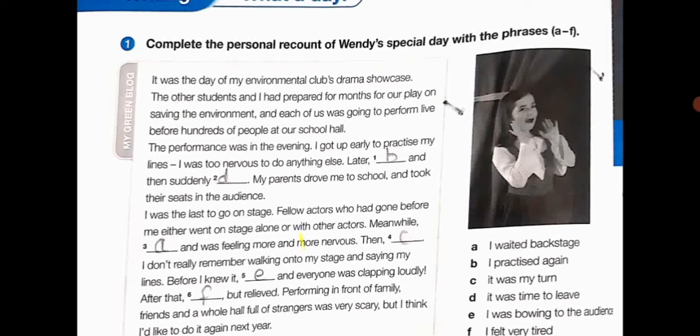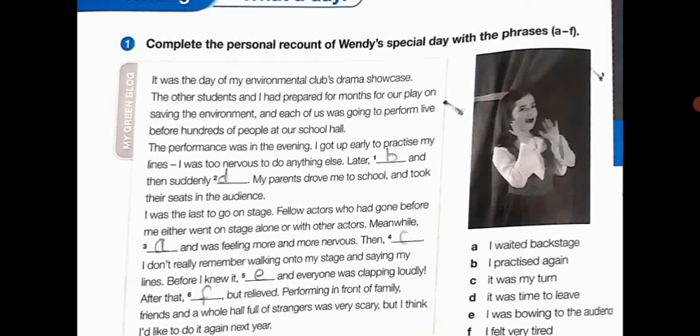Later, here we have to adjust the option B. Okay, so I will read the option directly. Later I practiced again, and then suddenly D. It was time to leave. My parents drove me to school and took their seats in the audience. I was the last to go on stage. The actors who had gone before me either went on stage alone or with other actors.